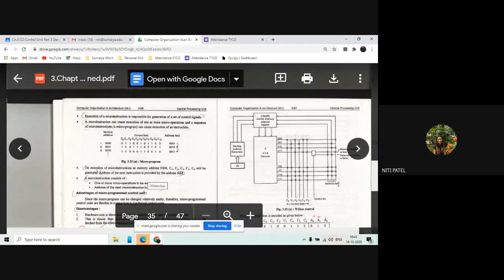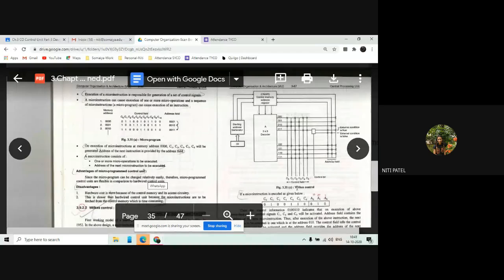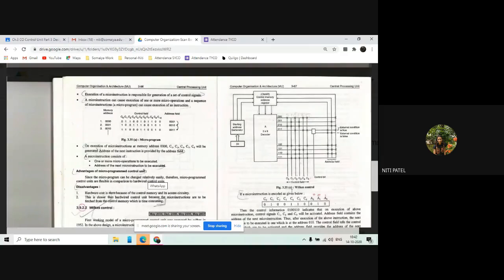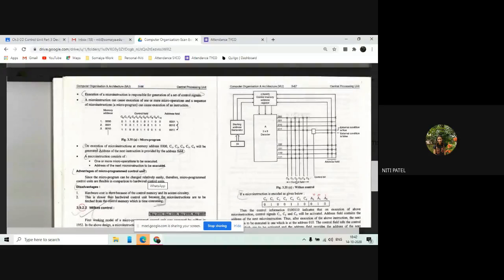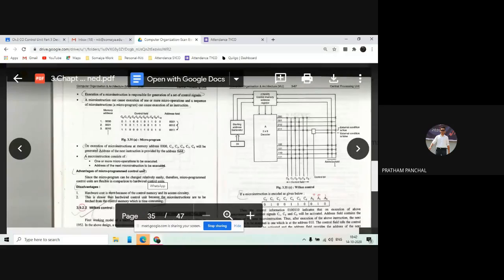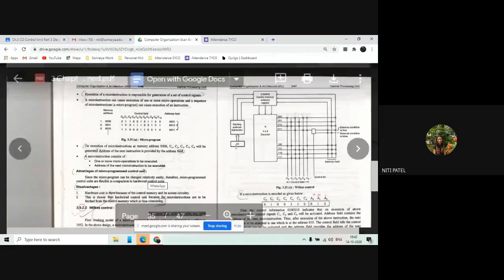See, now can you see where is the address field and where is the control field? Figure 3.35C. Can you see that figure? उसके ऊपर control field दिखा? Yes, ma'am. उसके बाजू में address field है. Okay. Now can you see IR, the instruction register, on the left of the page?